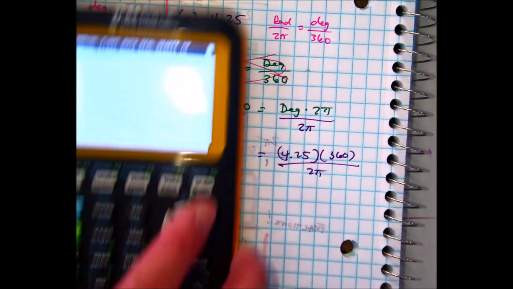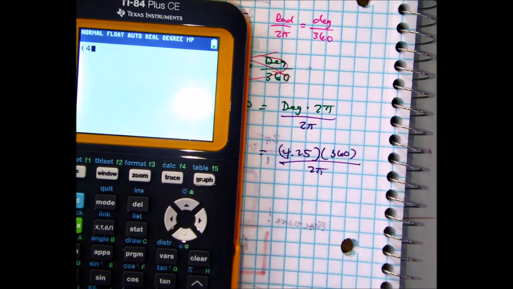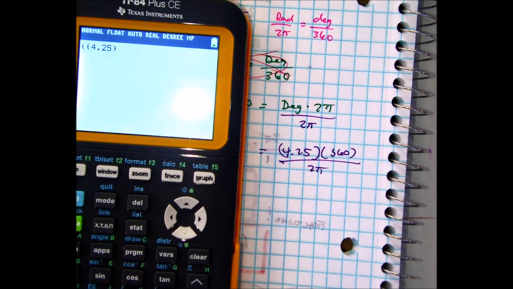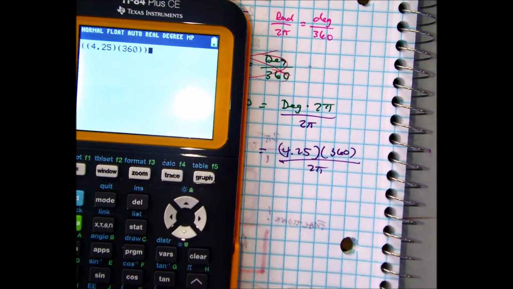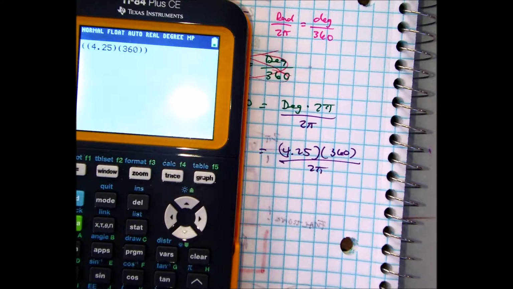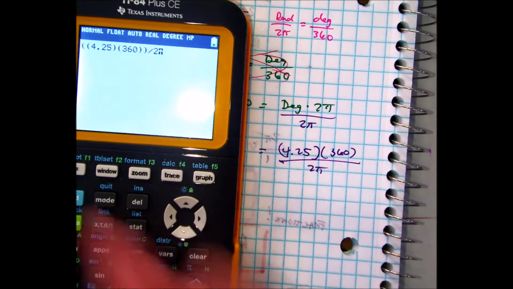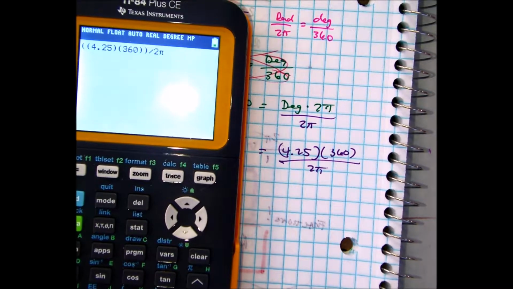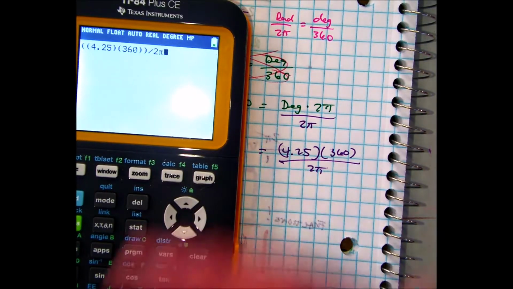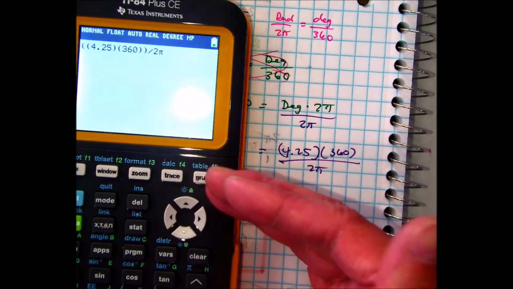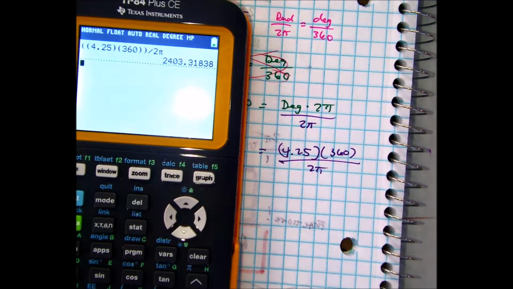Make sure your calculator is on degree mode. 4.25, put an extra parentheses so the calculator knows that I know what the top of the fraction is and the bottom of the fraction. Close my set of parentheses there. And then I'm going to divide that by 2 pi. Remember, your pi button is over here. Now, hence, I am not using 3.14. That's why I'm using the calculator, right? 3.14 is an approximation. And I have this really big number.